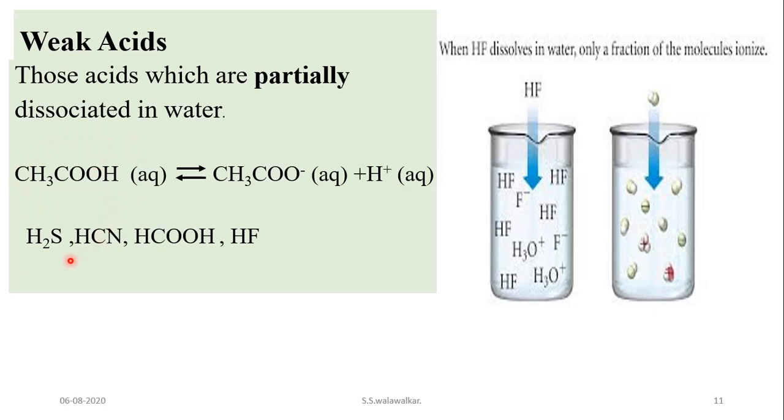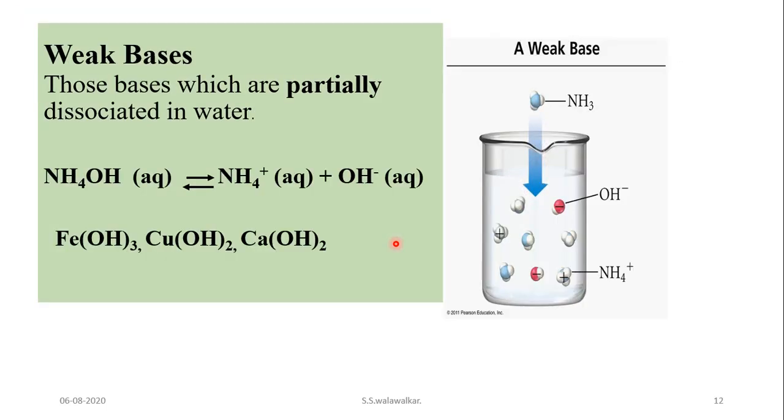For example, H2S, HCN (hydrogen cyanide), formic acid, and HF are examples of weak acids. Now suppose HF is dissolved in water, then it gives you what? Undissociated HF molecules are present in the solution. Fluoride ions are also present, and hydronium ions are also present. So such acids are called weak acids, which partially dissociate in water.